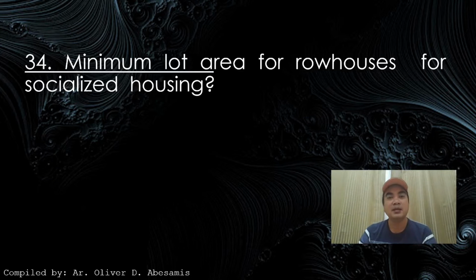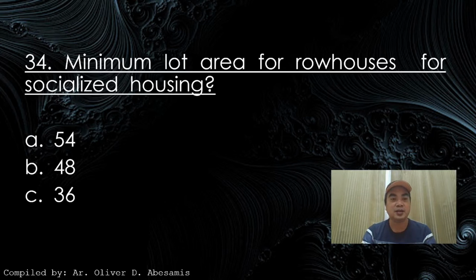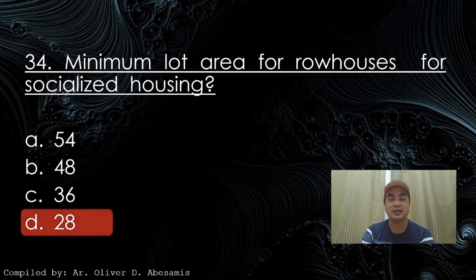34. Minimum lot area for row houses for socialized housing. A. 54, B. 48, C. 36, D. 28. Answer: D. 28.